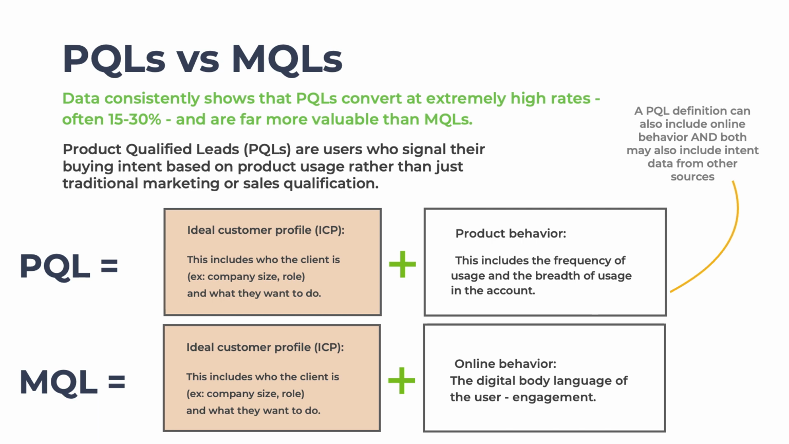So you start with the ideal customer profile, and that's your first part of your definition. You're looking for the right demographic data. You're looking for what industry they're in. Maybe you're looking for what tech stack they have. This is all firmographic data that you can find. You might layer that on with some titles or specific roles that you're looking for.